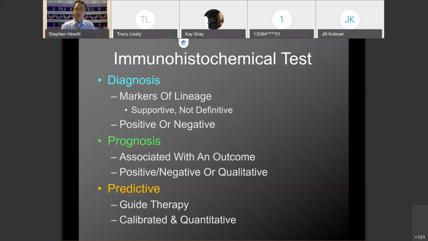Prognosis, associated with an outcome. Doesn't tell you the outcome of that individual patient, but tells you the outcome of a large number of patients. Again, most frequently scored as positive or negative, but they can be qualified as strongly positive, weakly positive, or you can even have a system such as the Allred system. The challenge is that most prognostic biomarkers are still moved over into a world of positive or negative. There's a cut point, and if you're above that cut point, you have one outcome, and below that cut point, you have another outcome.